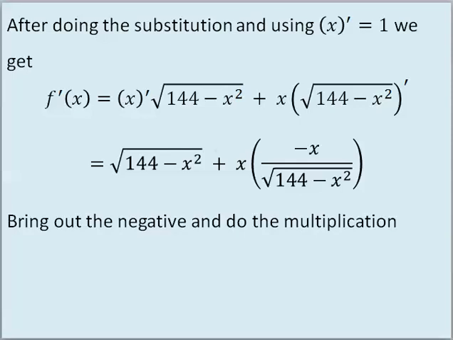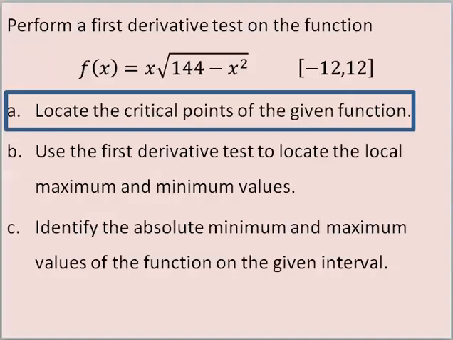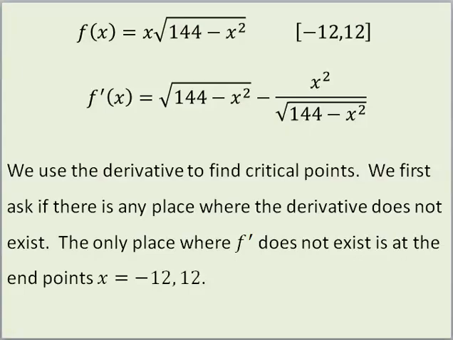Bring out the negative and also do the multiplication x times x. And so we are done finding the derivative of f, which is f prime. Having found f prime, we locate the critical points of the given function. As you know, we use the derivative to find critical points.